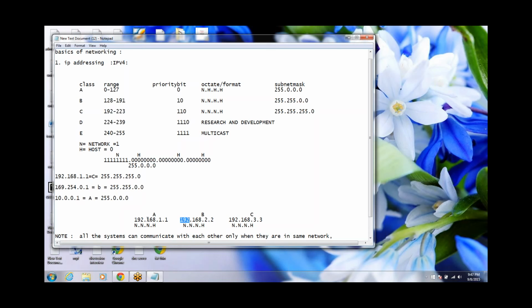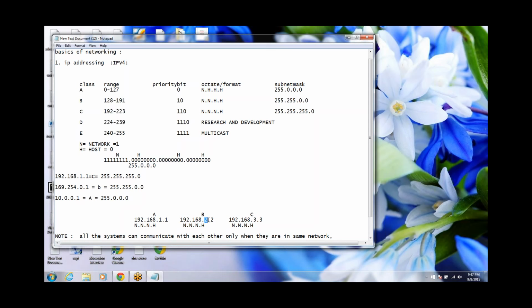When you compare the second network octet, 168 and 168, equal. Third one, 1 and 2, they're not equal. So the first two network octets are equal, but the third network octet is not equal here. Then what do you mean by this? They are not in the same network.